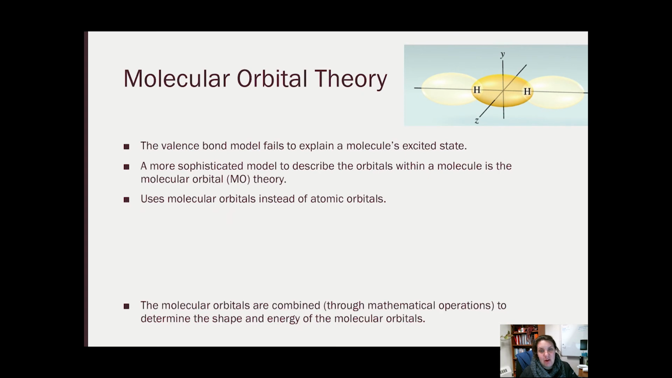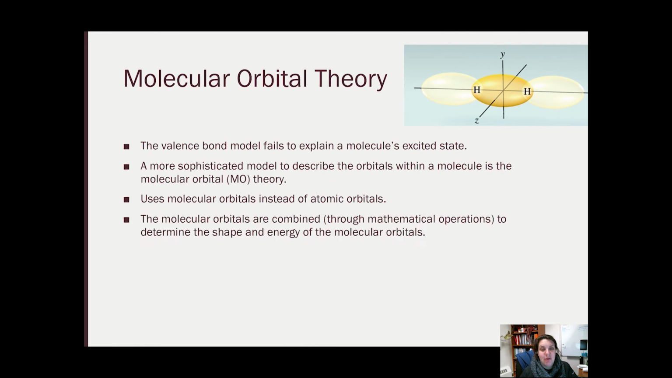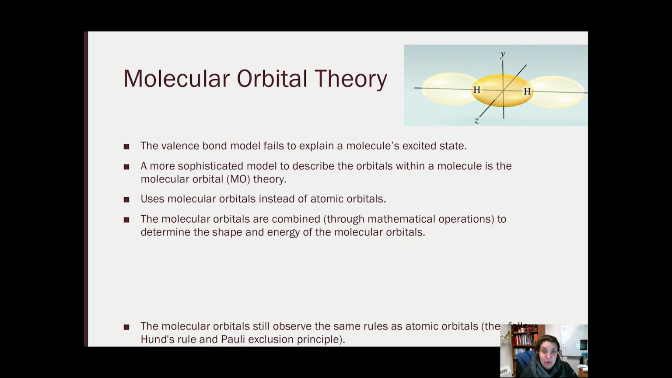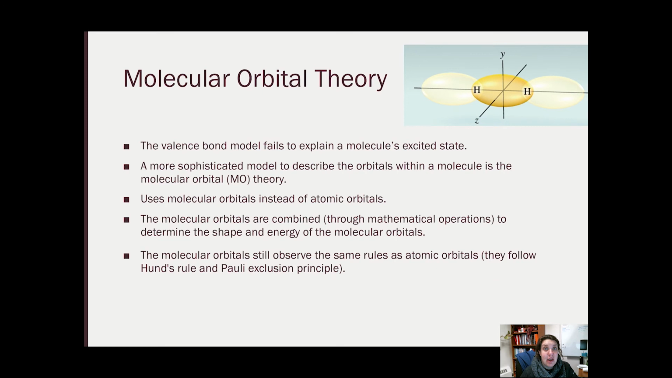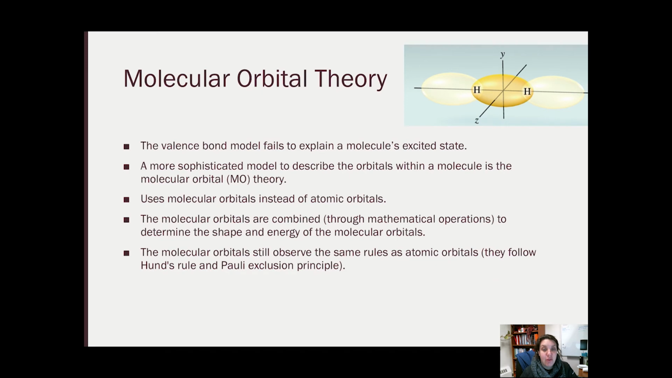Like I said, this is a mathematical operation in order to get to these molecular orbitals, but we will not be doing that. However, we still observe the same rules we do within atomic orbitals. So we still follow Hund's rule and Pauli's exclusion principle. So we're still going to have filling of orbitals that are lower in energy. We're going to put 2 electrons in, spin up, spin down, in one orbital. And we're going to add electrons singly in degenerate orbitals before we pair them up to minimize repulsion.